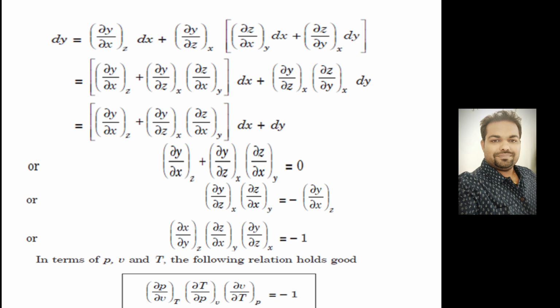So y is represented by the volume, z is my temperature. By using this analogy, I can write a single equation for all the properties in this way: ∂P/∂V at T, times ∂V/∂T at P, times ∂T/∂P at V is equal to -1. So this is basically the fundamental equation of all the properties. All the properties will be related by these partial derivatives, right, is equal to -1.